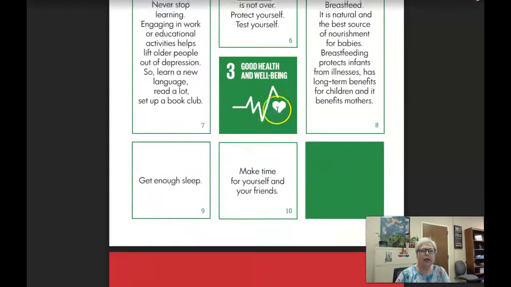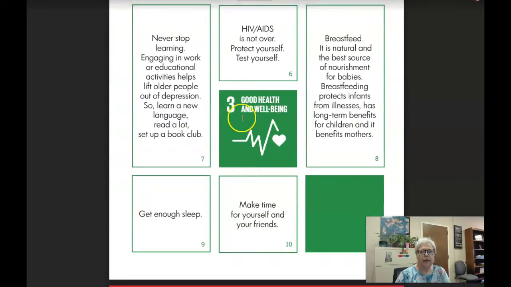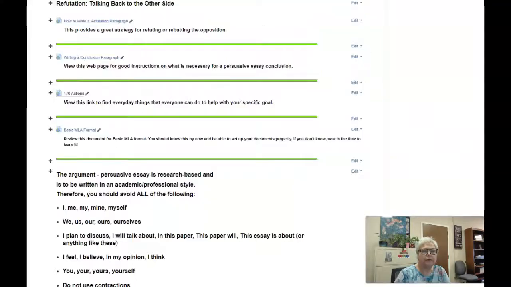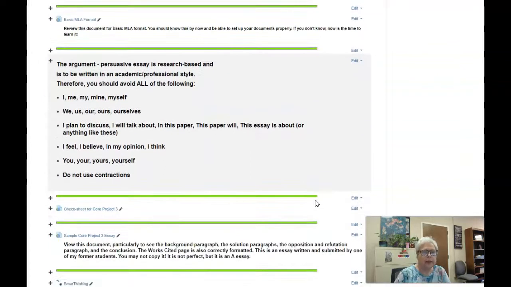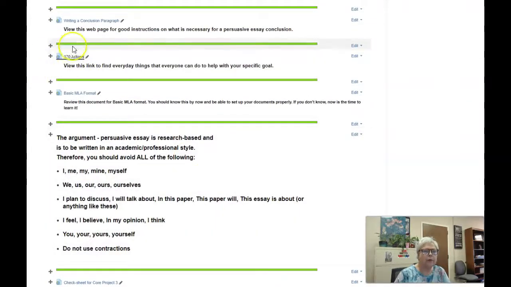Here's good health and well-being. You're just going to have to scroll down until you find the suggestion. You don't have to use these, but they offer some good advice there. And I think that's a really good way for you to end your essay, using some of those things. So again, that's right here under writing the conclusion paragraph. It's right here, 170 actions.